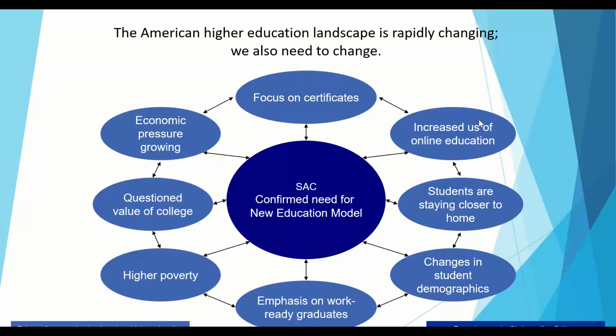Additionally, I already mentioned being work ready, but some of the other things that are happening in our country is that the number of students that are living in poverty continues to increase. And additionally, there's a question on whether higher education is as valuable as it was once believed. And lastly, there's also economic pressures on the desire to make higher education affordable to the masses. So these are some of the things that were discussed that further confirm our need to look at our educational model so that we can make it affordable and accessible to the students that we serve.